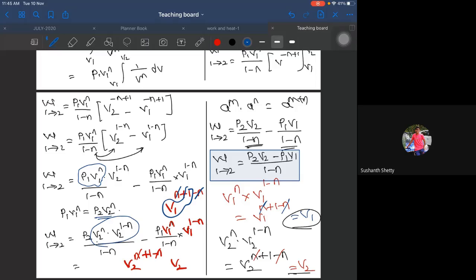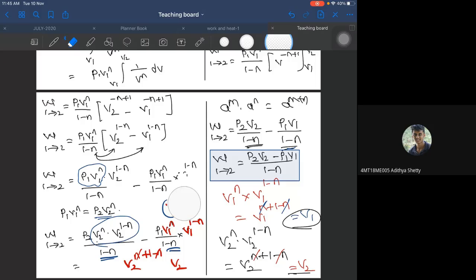Okay. Since the denominator of these two expressions is the same, can I club these two expressions into a single expression, writing it as (P2 V2 minus P1 V1) whole divided by 1 minus n? Can I do it so? Yes, sir. So finally, whatever you have got is the final expression for the polytropic work done.